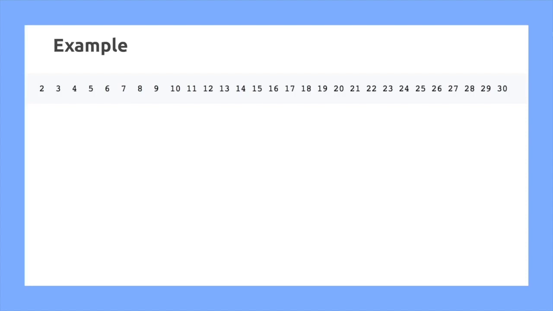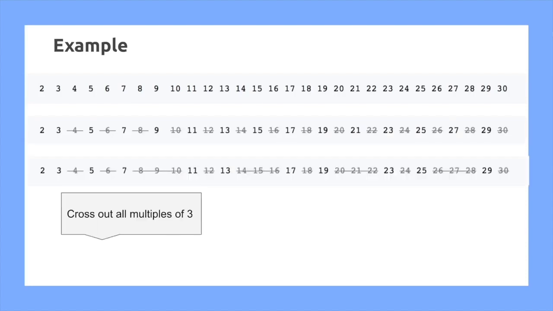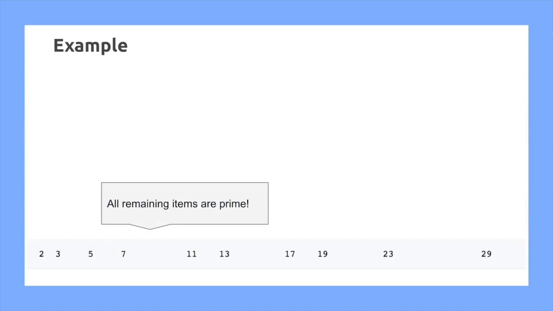So as an example, we take our list of numbers, and we mark all multiples of 2, like 4, 6, 8. Then we do the same thing for 3. We know that 3 is prime, so we mark all of its multiples. Then we continue from 5 and perform the same thing. We go through all of the numbers that weren't yet marked that are greater than it. And eventually, we'll find that all the remaining items are prime.